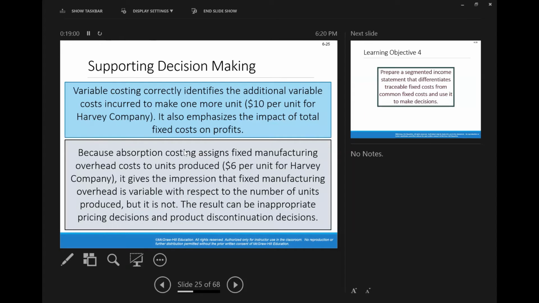Okay, so variable costing correctly identifies the additional variable costs incurred to make one more unit, so $10 per unit for Harvey Company. It also emphasizes the impact of total fixed costs on the profits. Because absorption costing assigns fixed manufacturing overhead cost to the unit produced, which is $6, it gives the impression that the fixed manufacturing overhead is variable with respect to the number of units produced, but it's not. So the results can be inappropriate pricing decisions and product discontinuation decisions.